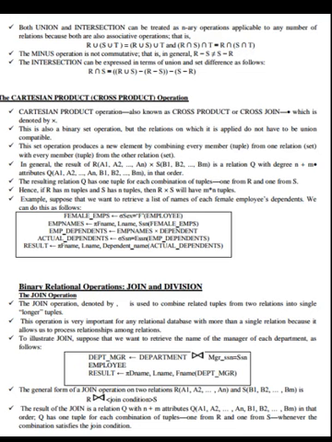The general form of the join operation on two relations R(A1, A2, up to An) and S(B1, B2, up to Bm) is as shown in the figure. The result of the join is a relation Q with n plus m attributes, in that order. Q has one tuple for each combination of tuples, one from R and one from S, whenever the combination satisfies the join condition.